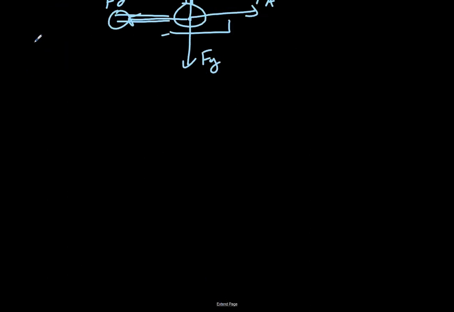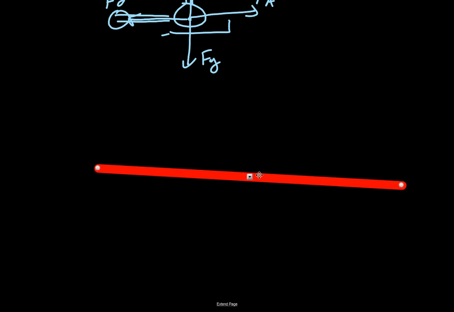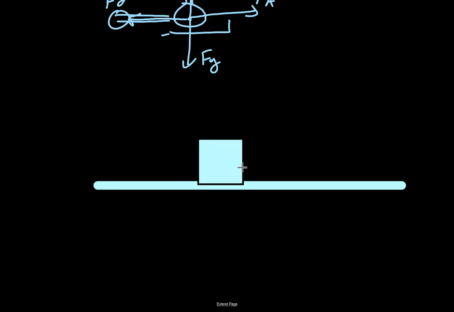The very simplest example of a static equilibrium probably would just be something like if this represents a tabletop. If this represents something sitting on a tabletop, and it looks like this. Okay, so we have a box sitting on a tabletop.